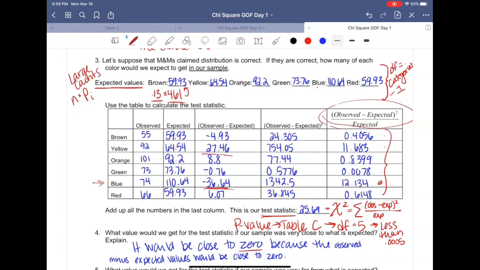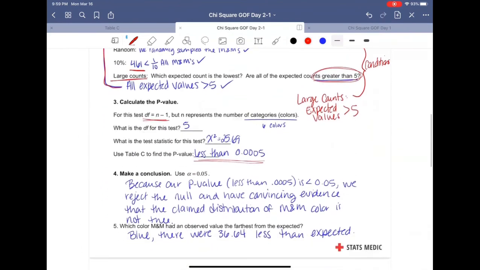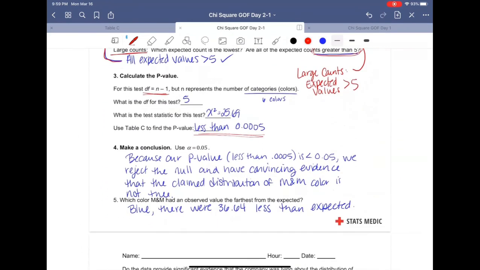However, that is not always the case. The furthest away in distance doesn't necessarily mean it's the greatest contributor. So you do want to check to make sure that the chi-square contributor, meaning each individual piece here, you're looking for the one that is the largest. So in this case, that is blue. And so I've got that written here, that blue is the farthest, and then what you want to include in your explanation is how far off it was, and then either above or below. So because this was a negative value when we looked at our table, that means it was less than expected.